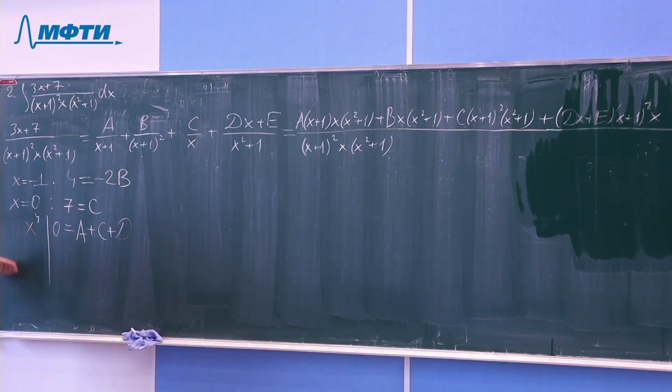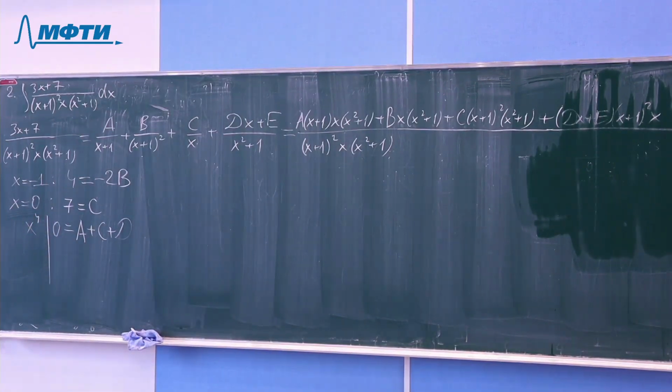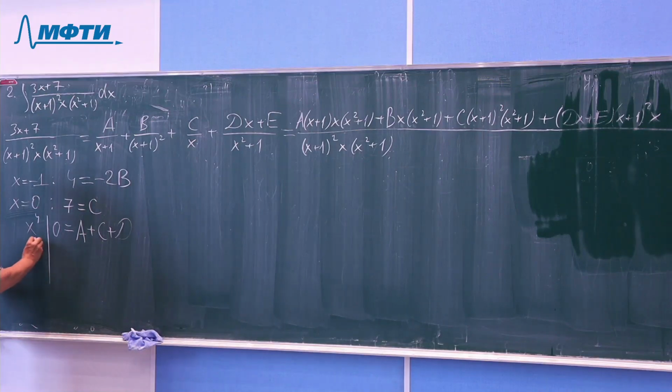Usually extreme powers help, but in our case x power 0 gives no new information, because this is precisely the coefficient of x power 0, right? So it makes no sense. So let's start with smaller degrees than extremal.